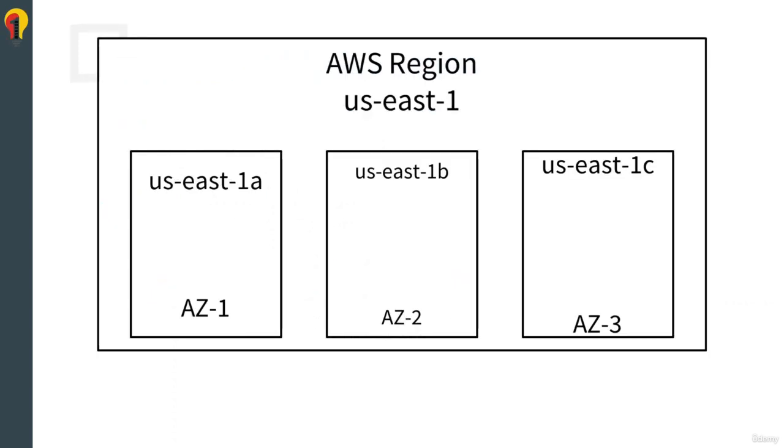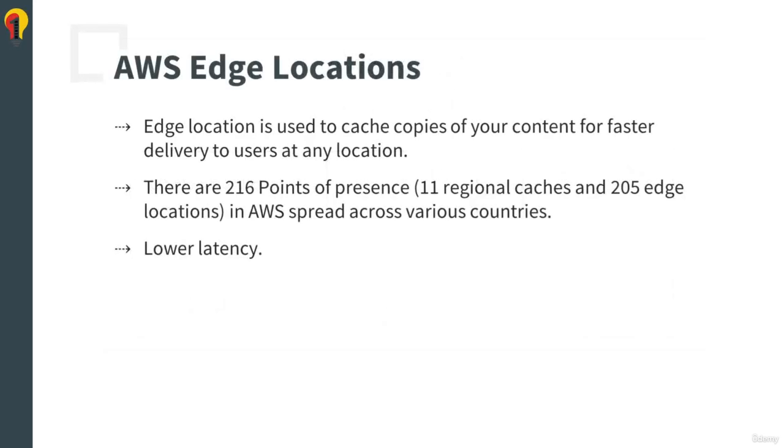As you can see here, this is the AWS region, US East 1. So there are 3 availability zones here, 1A, 1B and 1C. As I already said, 2 is the minimum and 6 is the maximum number of availability zones an AWS region can have.